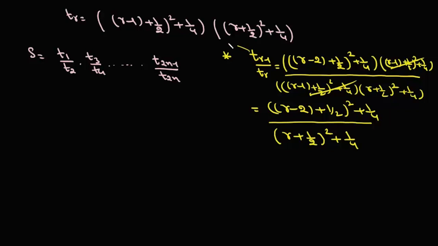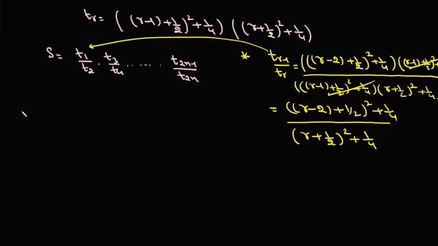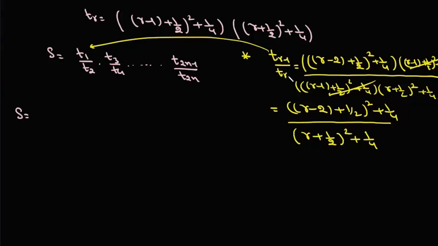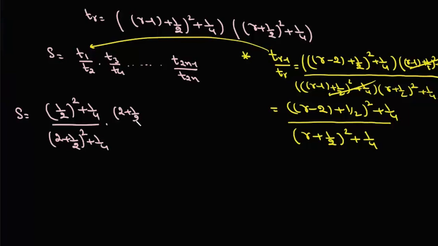Now we'll start putting the values of r. So we can write this t1 upon t2. For t1 upon t2, we'll put r as 2, and if we put r as 2, it'll be (1 by 2) square plus 1 by 4 upon (2 plus 1 by 2) whole square plus 1 by 4, into, now for t3 upon t4, we'll put r as 4, and if we put r as 4, we'll get this as (2 plus 1 by 2) whole square plus 1 by 4 upon (4 plus 1 by 2) whole square plus 1 by 4.